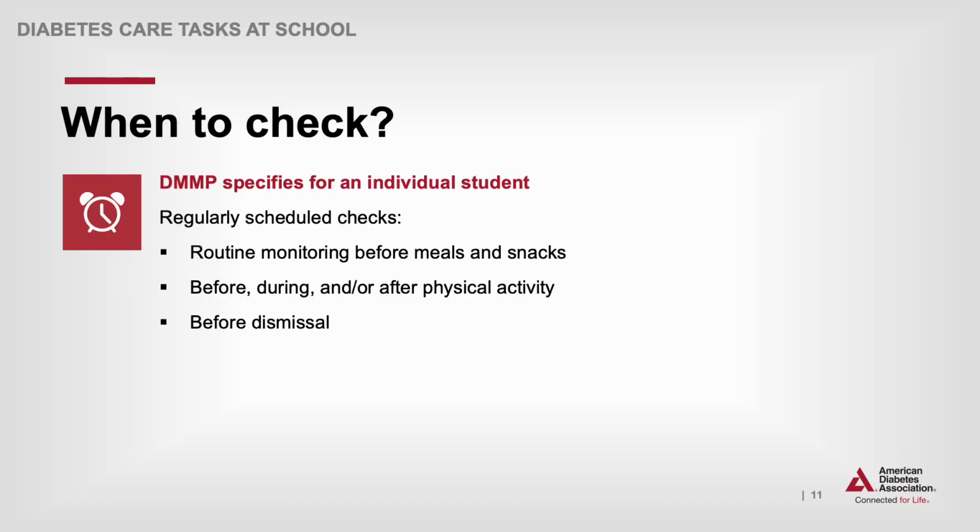Blood glucose checking should occur according to the student's DMMP. Regularly scheduled checks occur before meals and snacks, before, during, and after physical activity, as well as before dismissal.